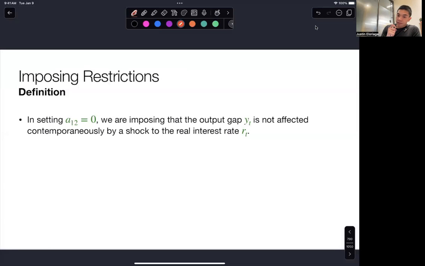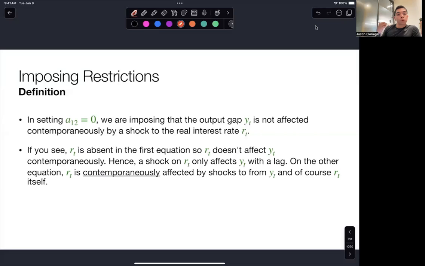So in other words, if there's a shock to the real interest rate RT, the output gap will not change immediately in the same period. If there's a shock at time t, the output gap will not move at time t. That's what we mean by contemporaneous, at the same period. So when there's a shock to RT, YT will not respond immediately. It will respond through its lags, but not immediately. So if you see, RT is absent in the first equation, so RT doesn't directly affect YT contemporaneously. Hence, a shock on RT only affects YT with a lag, right?